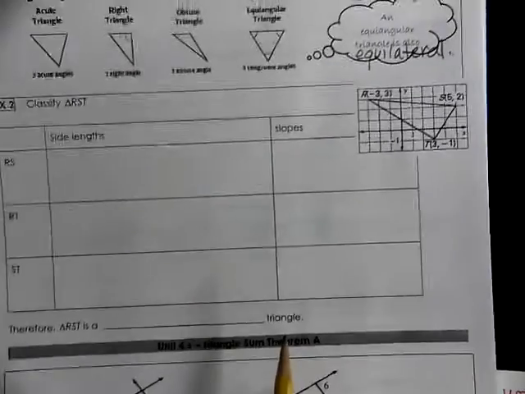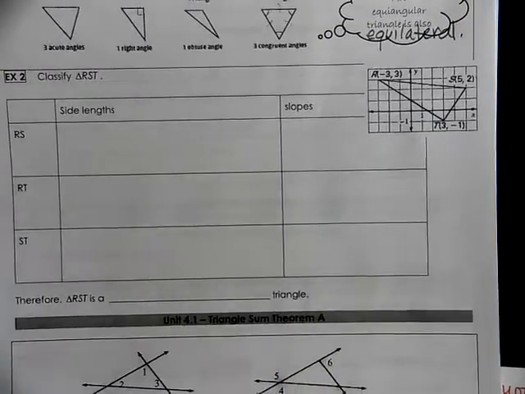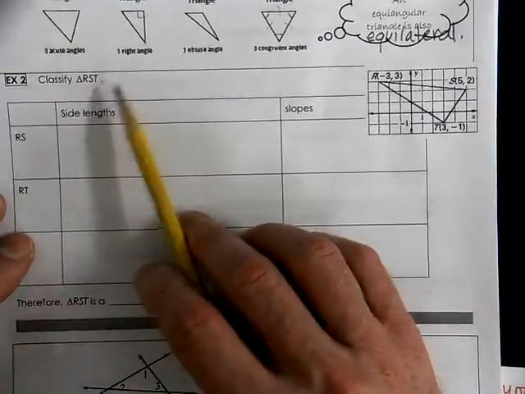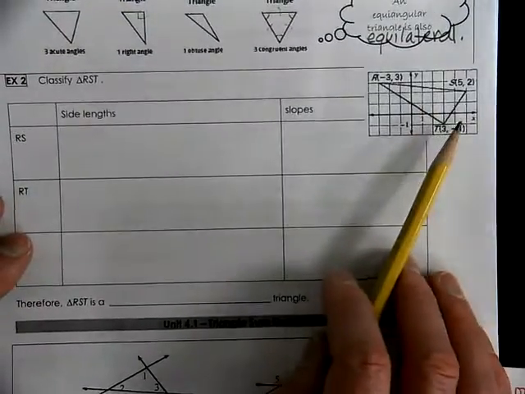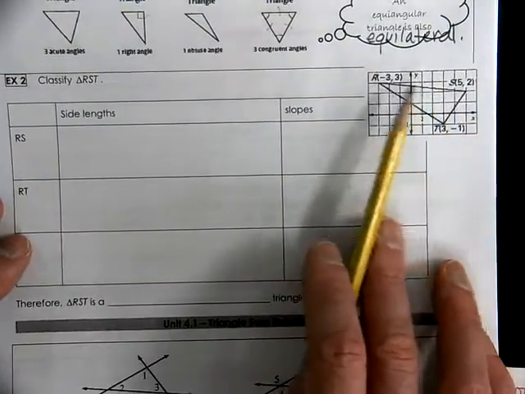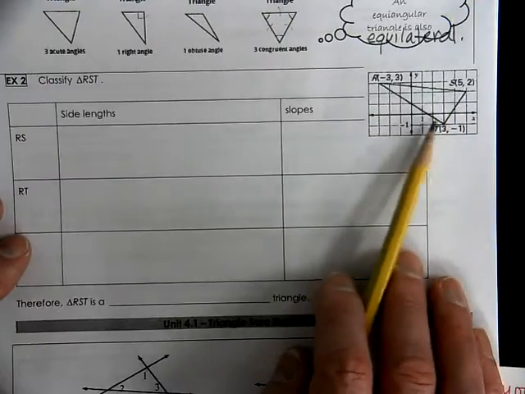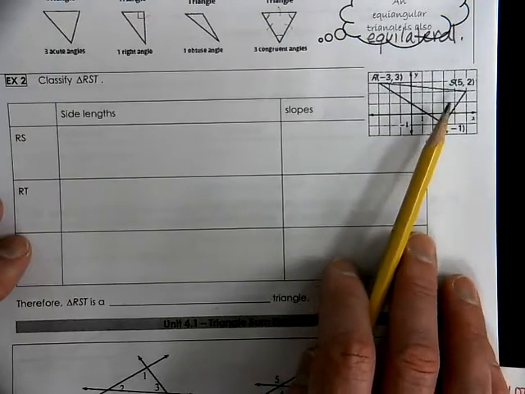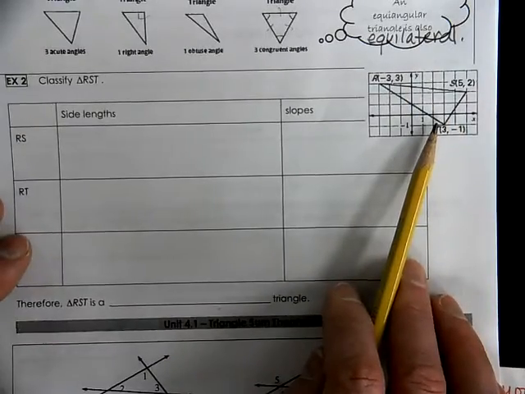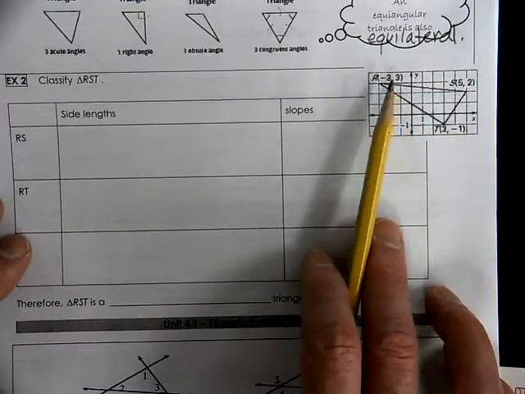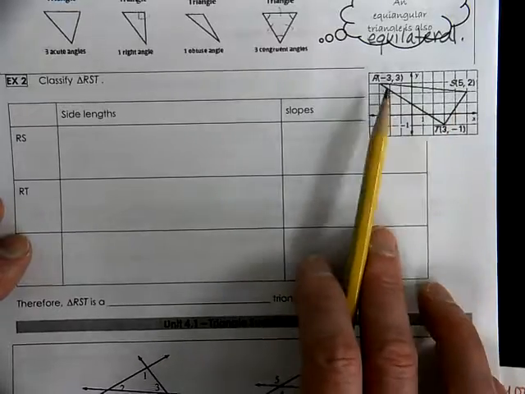All right, last one. We're going to classify our triangle RST. Which type of triangle do we have here? You want to give it a prediction on what you think that might be? Can we classify it by its angles? What type of triangle do you think this would be just by looking at the angles?